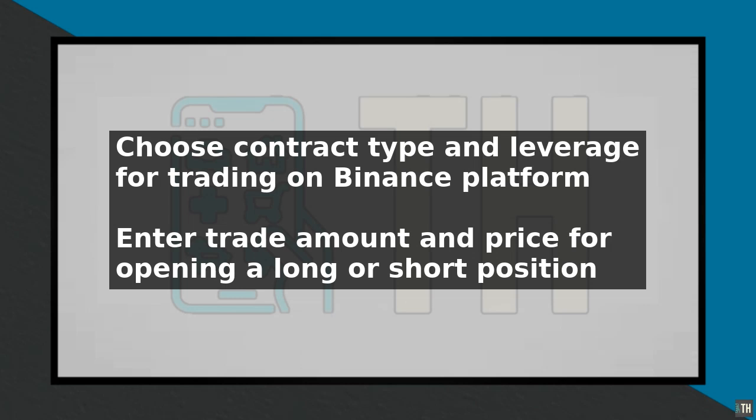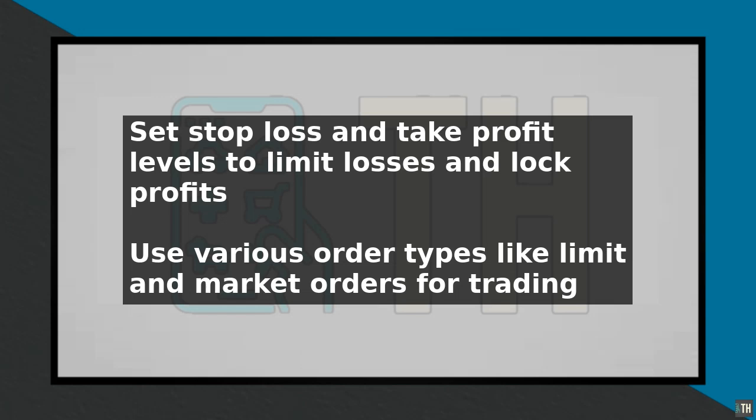Binance also offers a variety of order types, including limit orders, market orders, and stop limit orders. A limit order is an order to buy or sell at a specific price, while a market order is an order to buy or sell at the current market price. A stop limit order is an order to buy or sell when the price reaches a certain level.